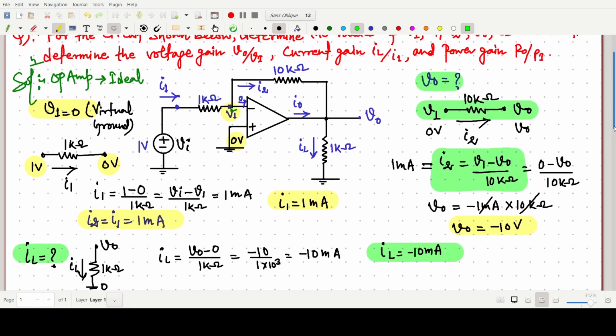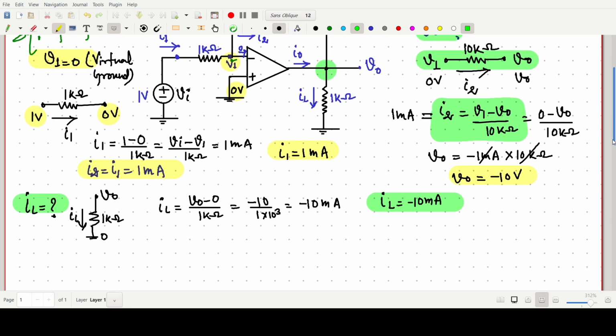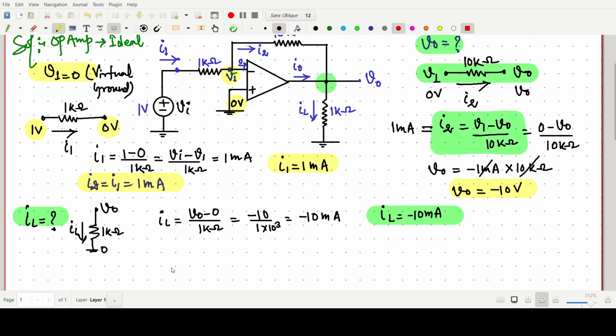I naught we have to find. I naught means this current. What is the value of I naught? For I naught, what we have to do? I am saying this point is A. So just apply Kirchhoff's current law at point A. This current is coming I naught, this current is IL, and one more current, this current is simply I2.